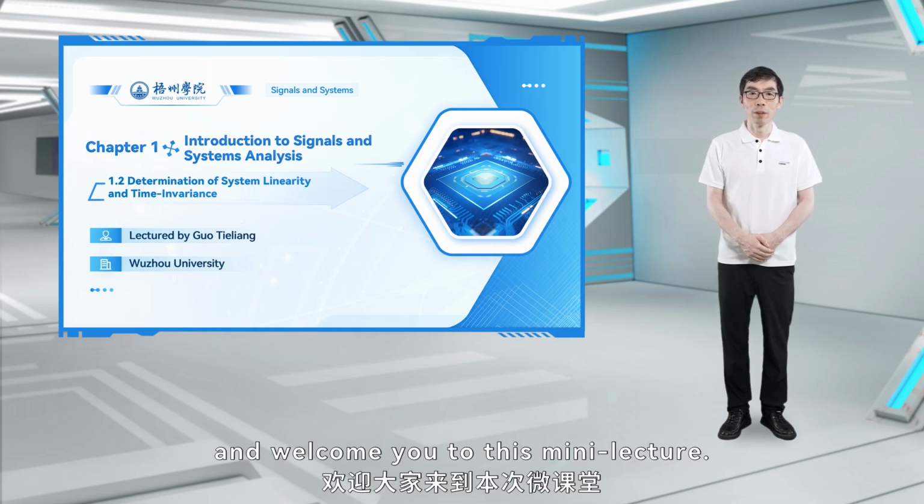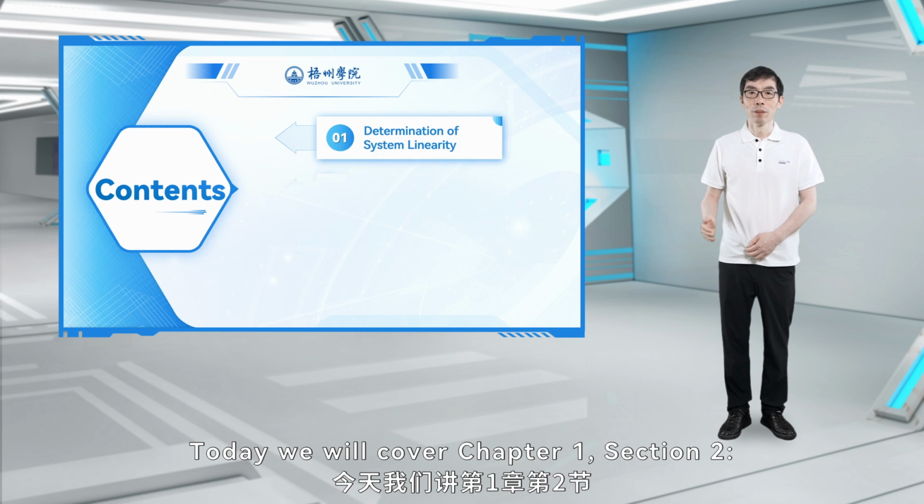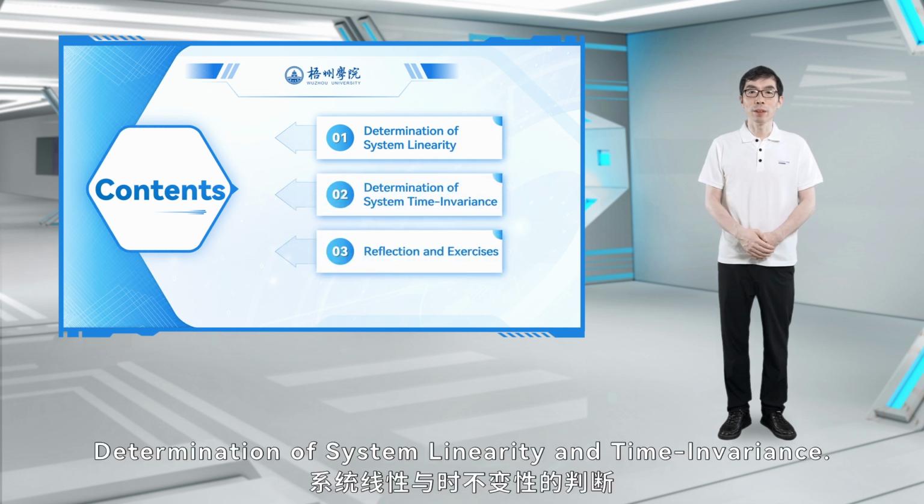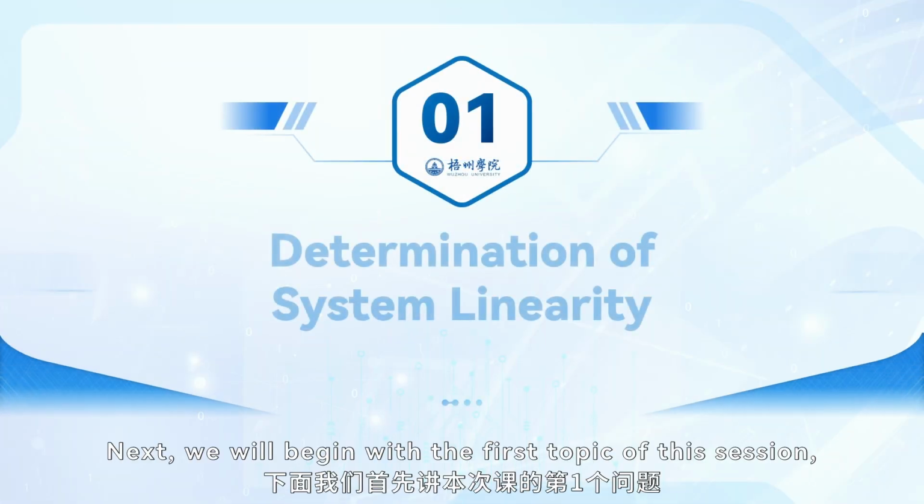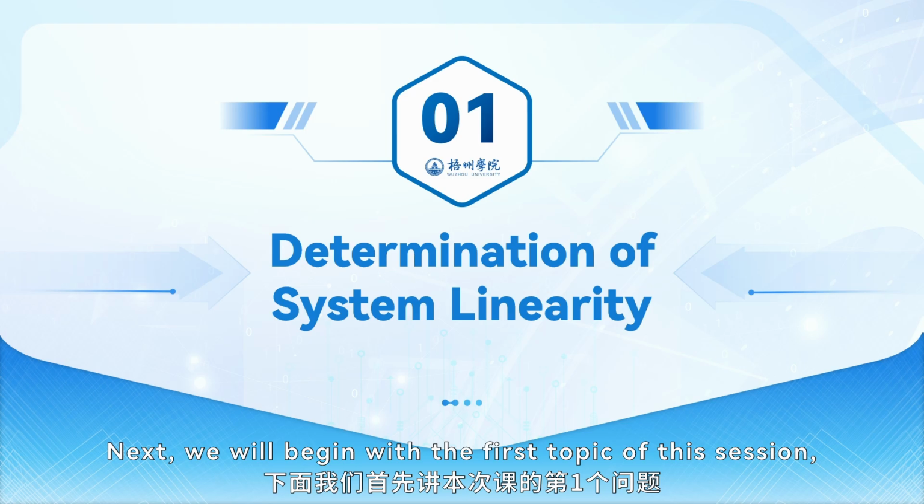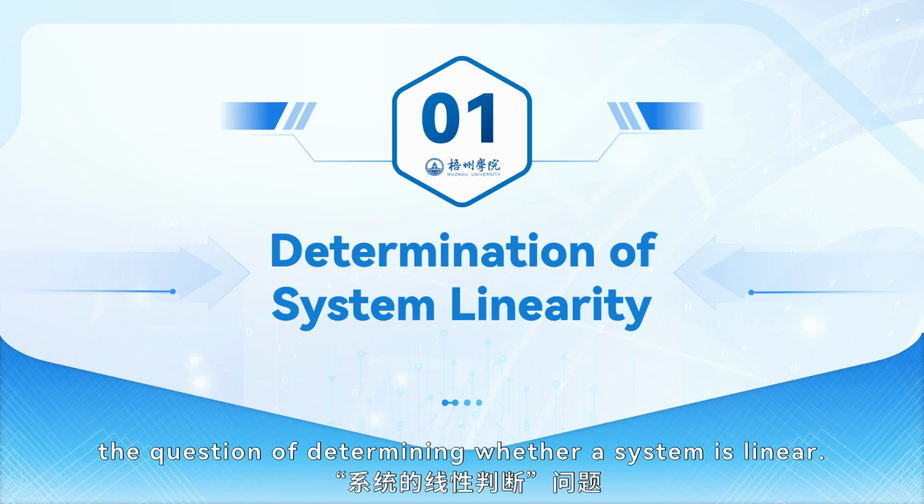to this mini lecture. Today we will cover Chapter 1, Section 2, Determination of System Linearity and Time Invariance. Next, we will begin with the first topic of this session, the question of determining whether a system is linear.